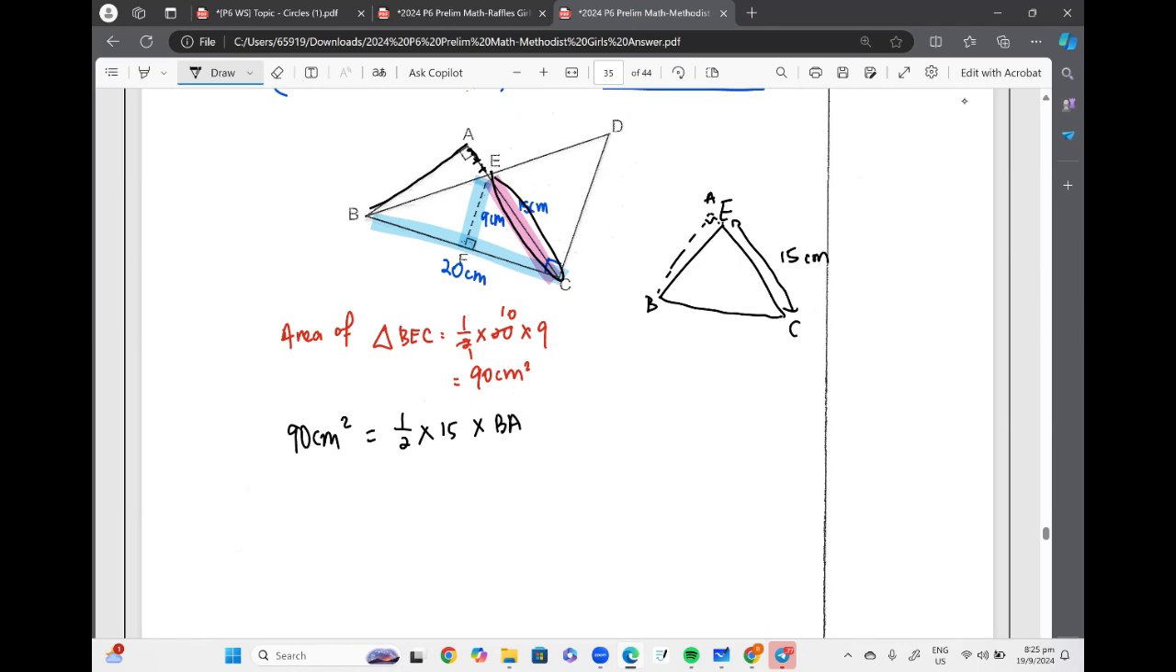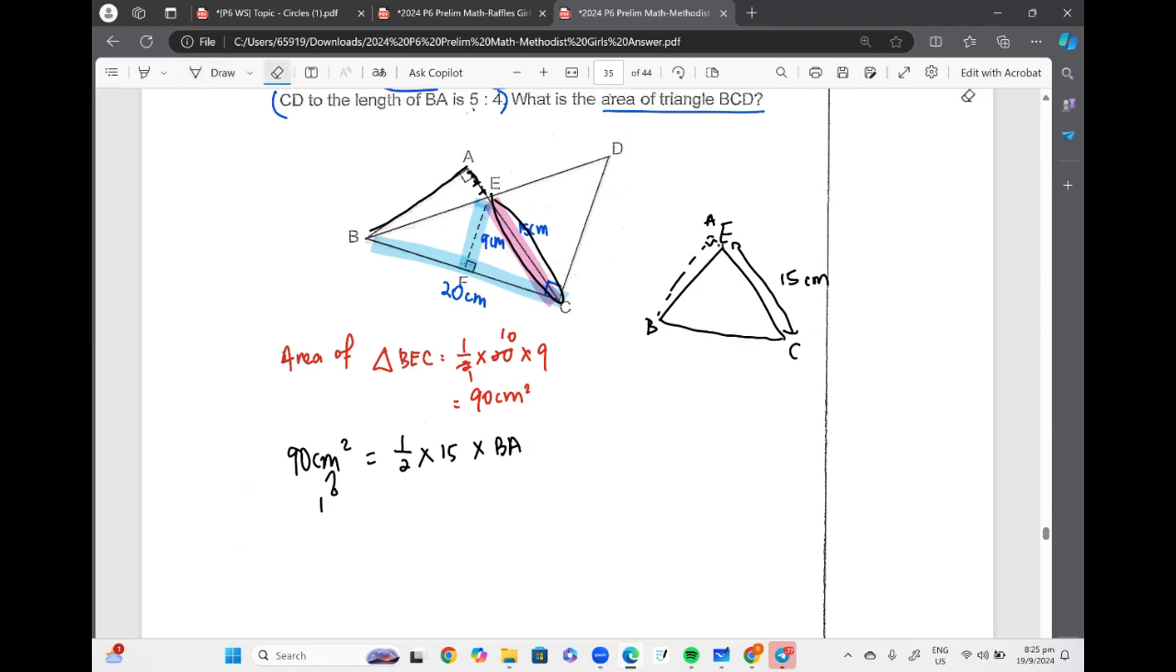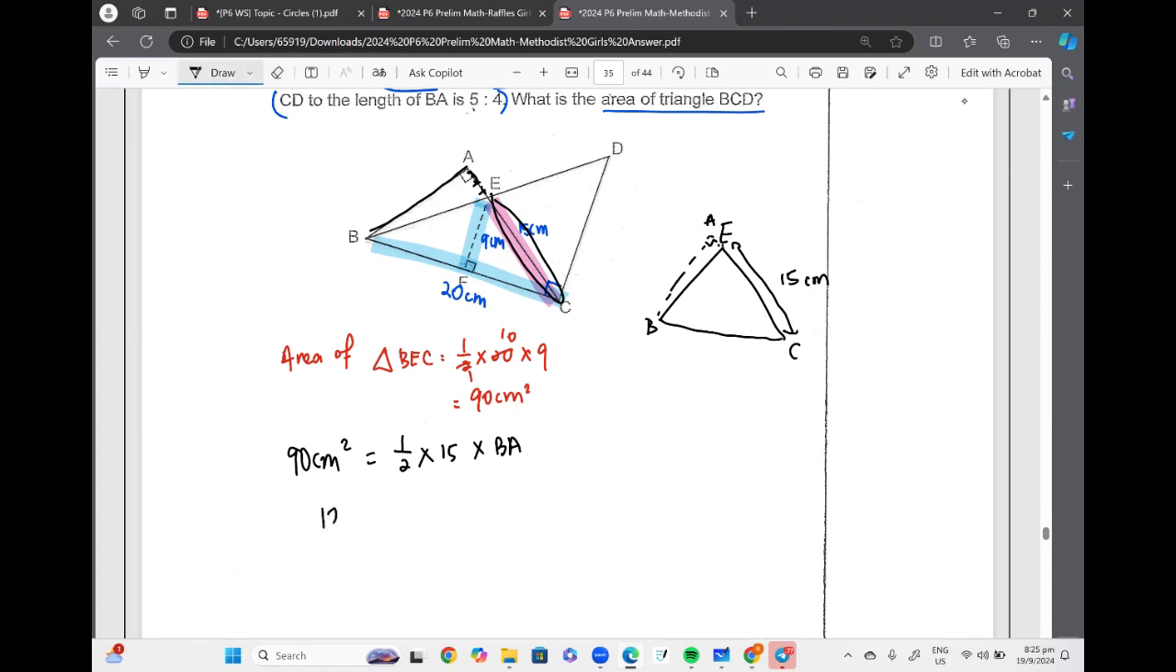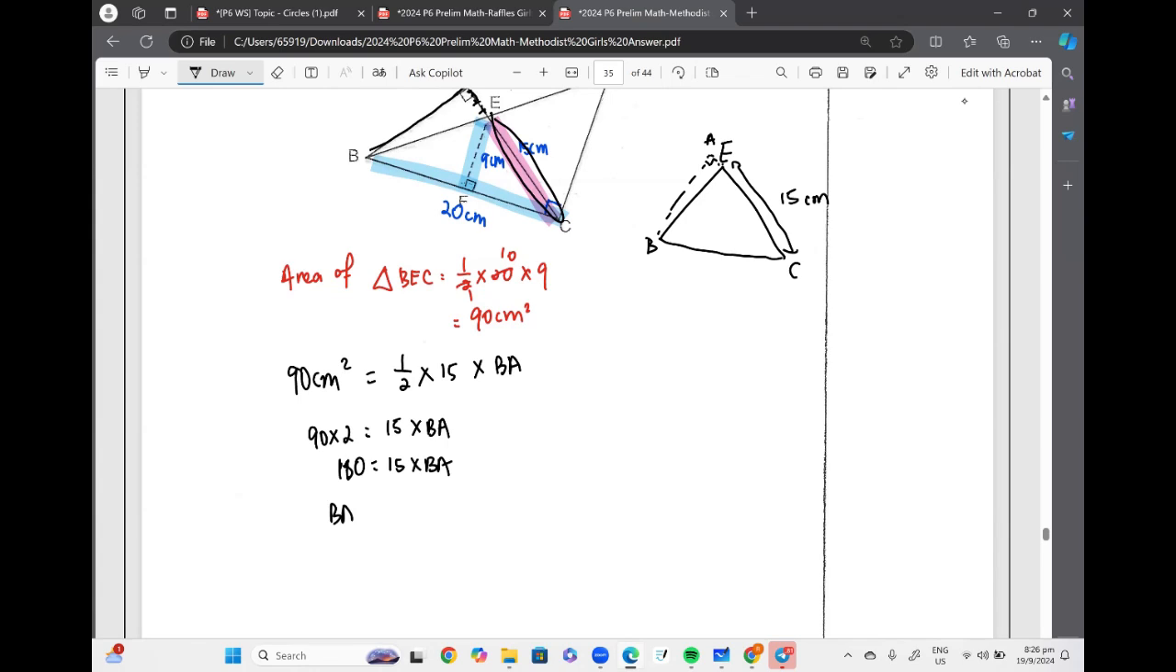Can bring the 2 over first, so 180. Okay, 180 equals to, how do I get 180? Sorry, I'll bring the 2 over first. Okay, 2 is at the bottom, so I'll bring it to the top. 90 multiplied by 2, which is 15 times BA. 180 equals 15 times BA. I can find BA easily, right? BA equals 180 divided by 15, which is 12.